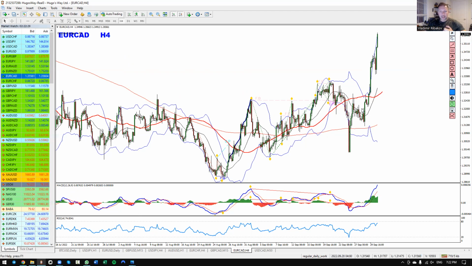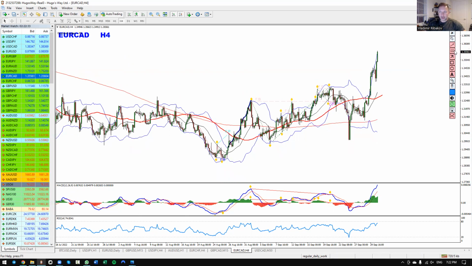So if you missed the fun of the first movement, here is how I think we are going. Let's start from the beginning. This, I believe, was the first leg upside. Then we had the correction. Now, from my point of view, this was the first leg of the daily chart. This is the correction. And now we are building up the final leg.